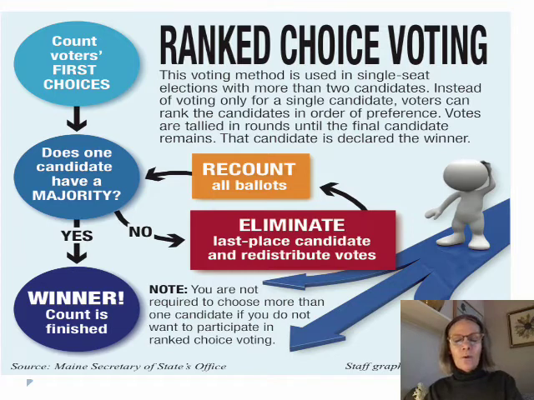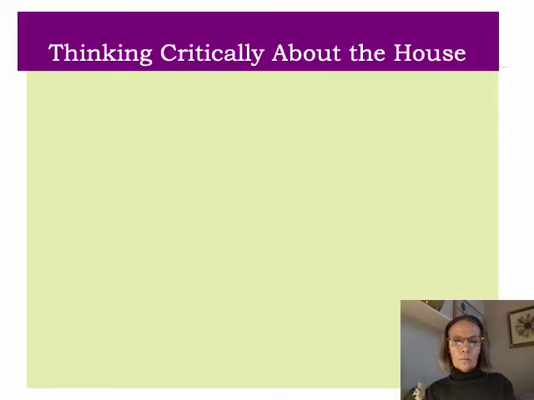there is no one who gets 50% of the votes, you eliminate the last place candidate, the candidate that came in last. Then you recount the ballots, and you ask yourself, did anybody get a majority? If yes, then the winner's announced. If no, you eliminate the one who came in last, you recount, and you keep doing that until you get a person who wins with more than 50% of the vote. That's how ranked choice voting works.